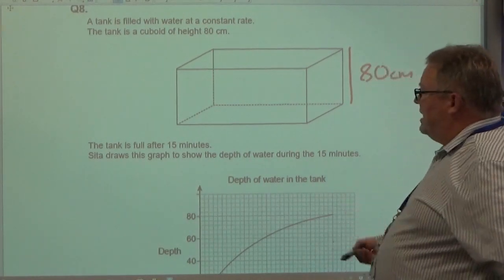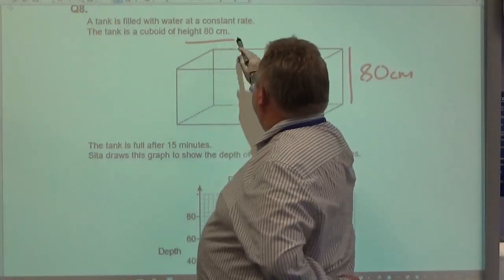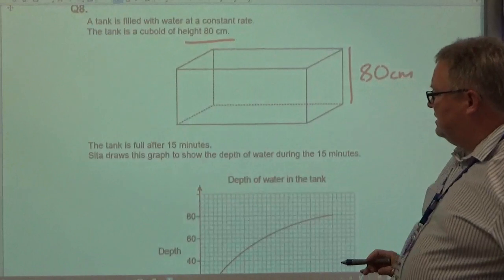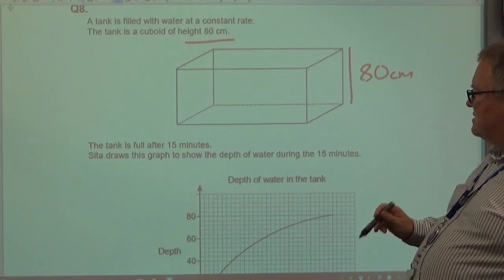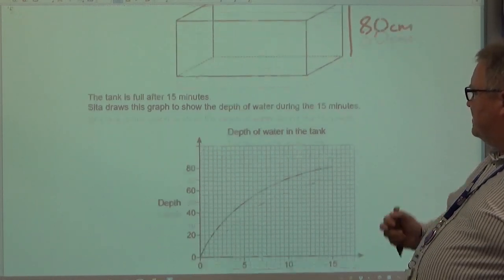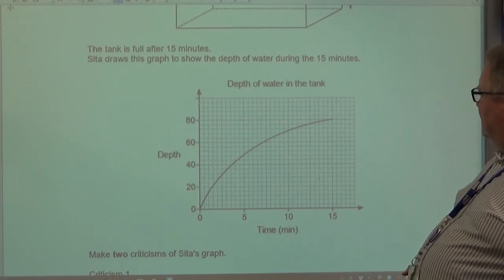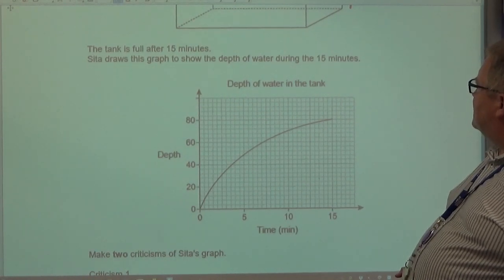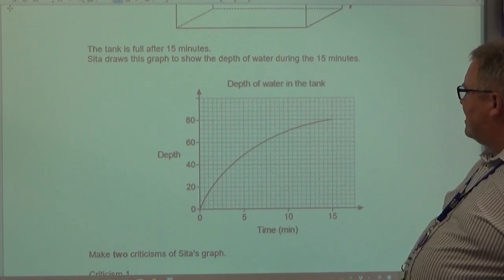Anytime we get into this sort of question, make sure we highlight that information, just write it out so you can see it clearly. The tank's full after 15 minutes. Sita draws this graph to show the depth of water during the 15 minutes. I'm thinking that maybe needs to be a straight graph. Anyway, make 2 criticisms of Sita's graph.